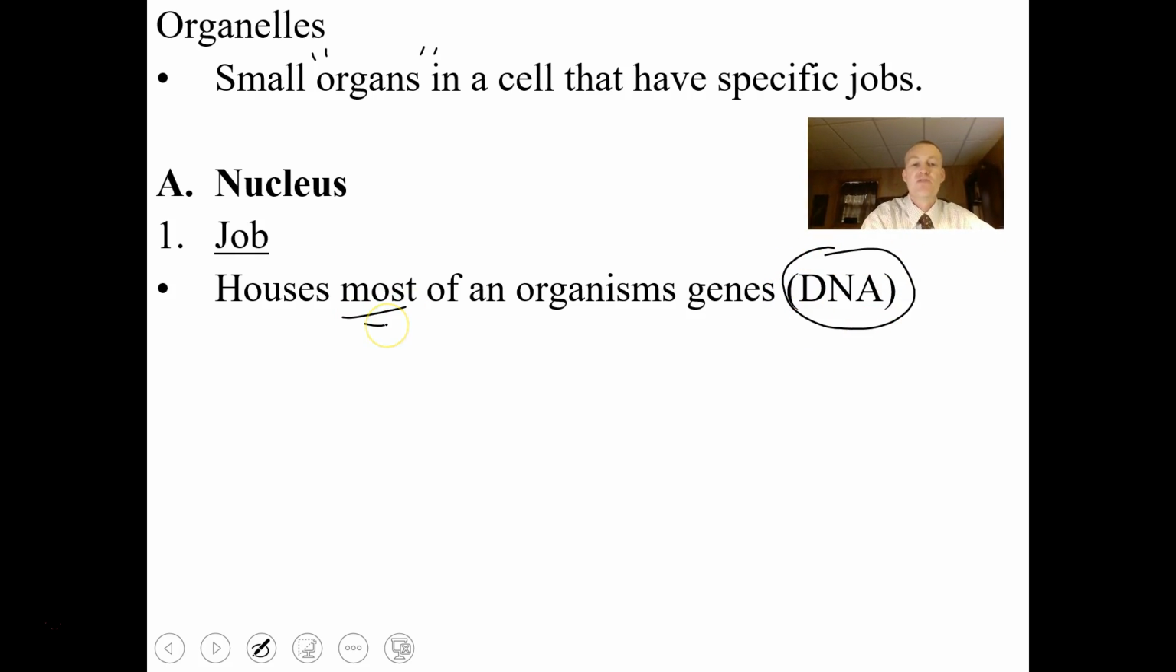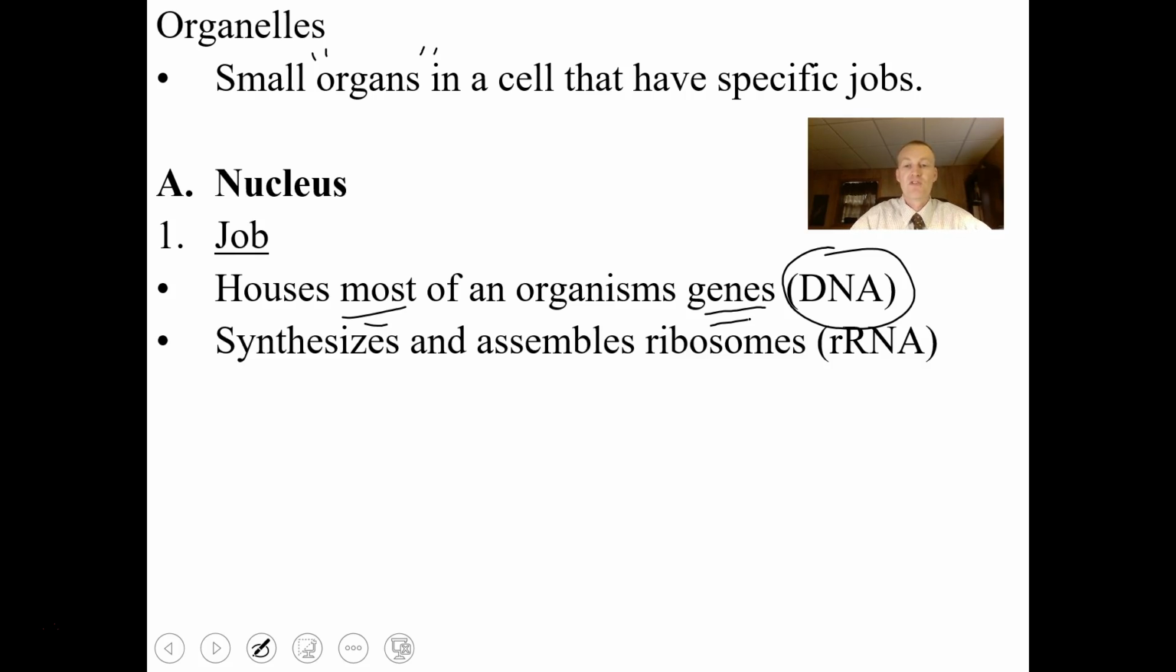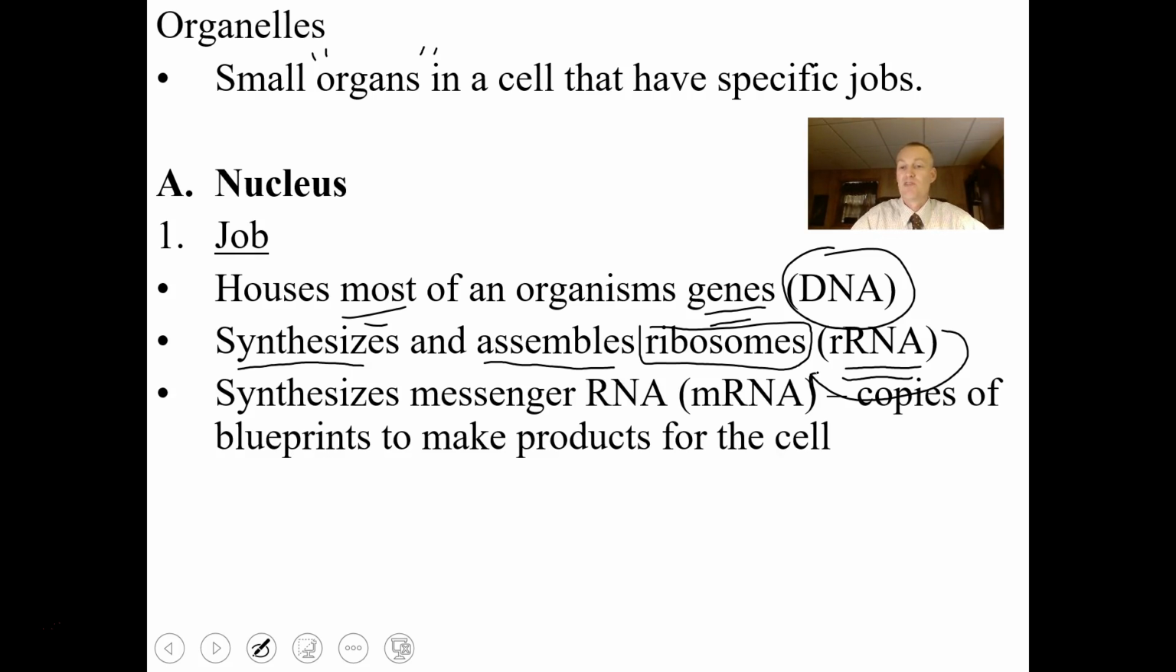And I say most because not all of it's in the nucleus. Your genes are coded instructions to build all the things the cell needs. So all of that is housed inside of the nucleus, and there's a lot of genetic material inside of that cell part. Another job of the nucleus is to synthesize, which means to make and assemble these structures that are called ribosomes. So the DNA has coded instructions that actually build ribosomal RNA, which is the molecule that makes up the ribosomes. Ribosomes we'll talk about in a few minutes, and they're just another cell part that is very important to the function of the cell.